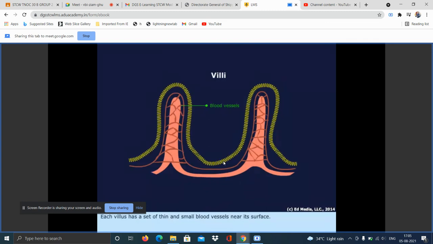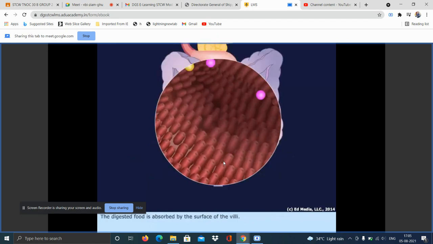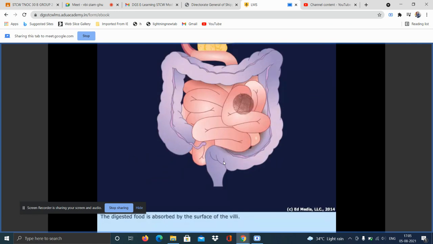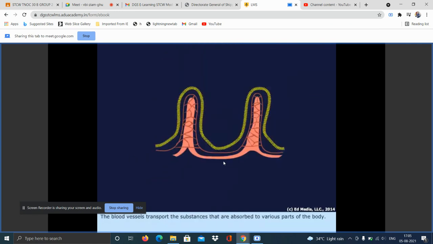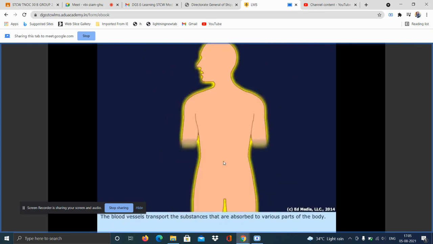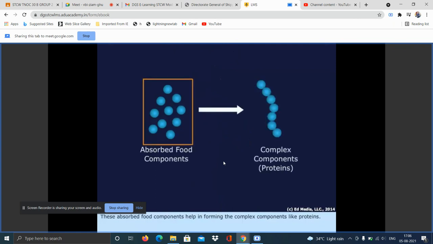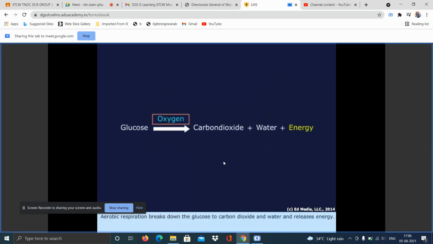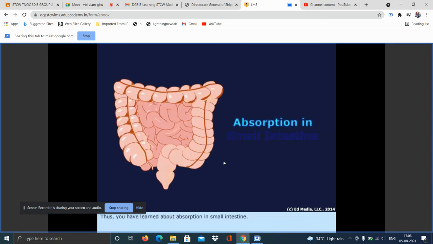Each villus has a set of thin and small blood vessels near its surface. The digested food is absorbed by the surface of the villi. The blood vessels transport the substances that are absorbed to various parts of the body. These absorbed food components help in forming the complex components like proteins. This process is known as assimilation. Aerobic respiration breaks down the glucose to carbon dioxide and water and releases energy. Thus, you have learned about absorption in small intestine.